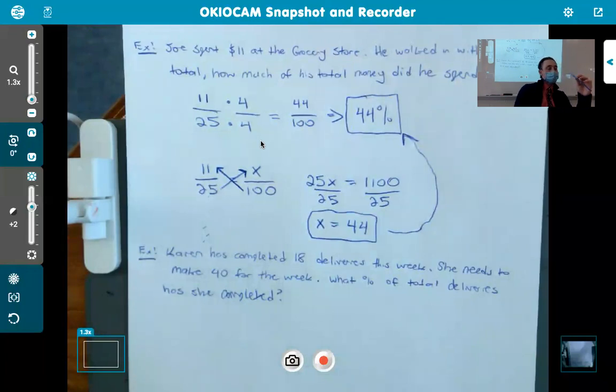Any questions about that first example? Everybody good?